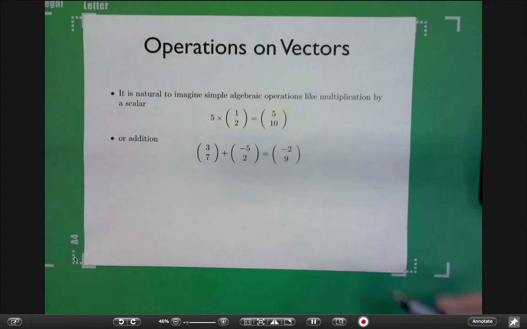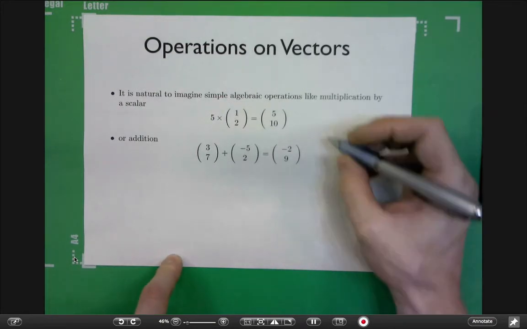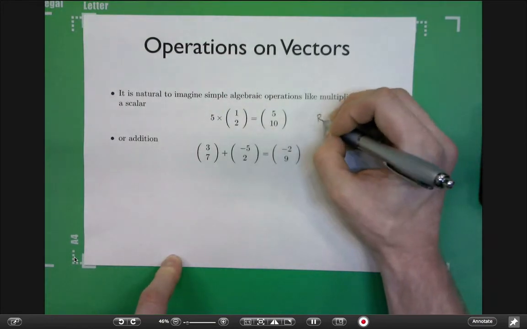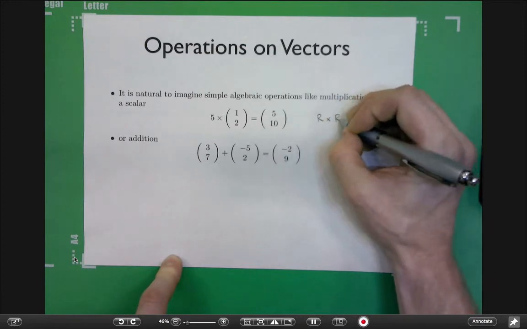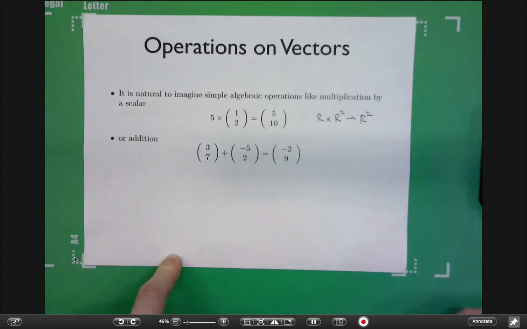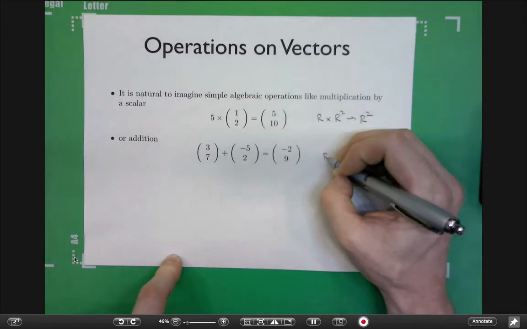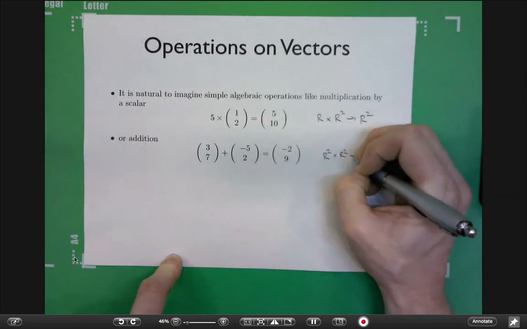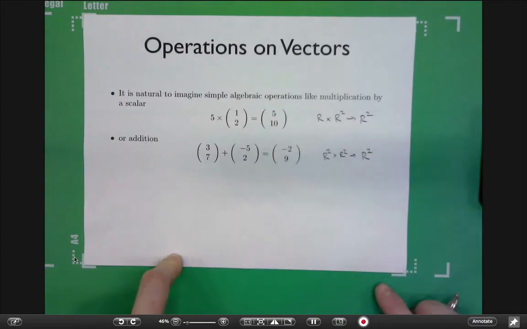I could also write the type of these functions. Scalar multiplication could be a function from R to R2, which gives me an R2 vector, right? And this is an operation from R2 to R2, which gives me another R2 thing. Is it visible?